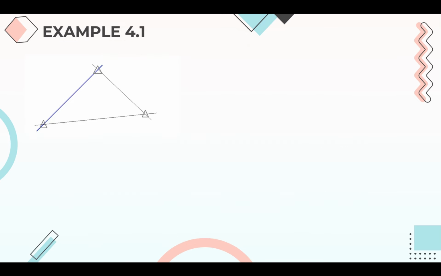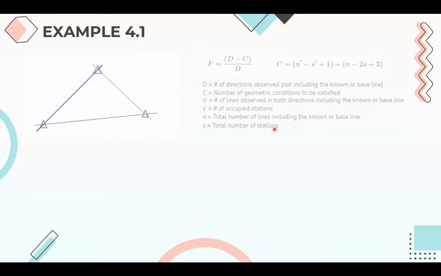Okay, so we have here our example. Example 4.1, we have here our figure. This blue line here, I'll just let you know, is our known line, okay? So our definition earlier is this is our equation for F and this is our equation for C. So let's write down our values.